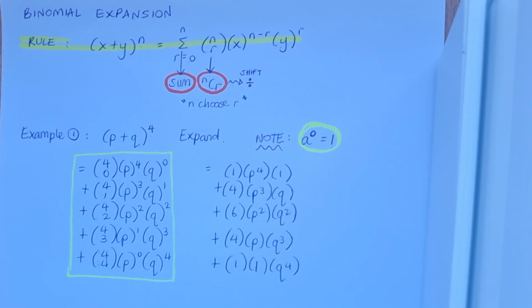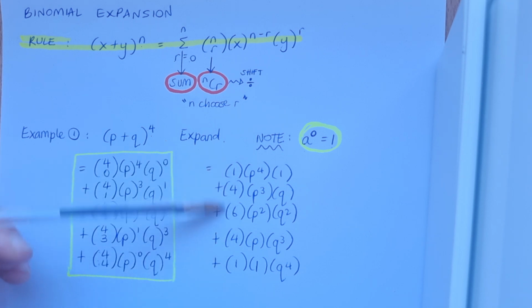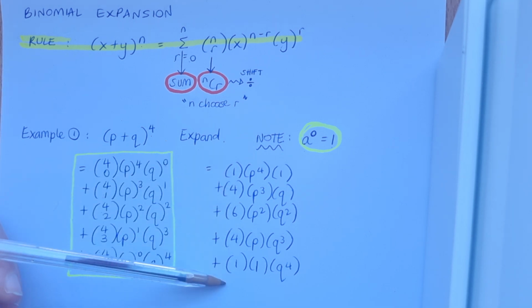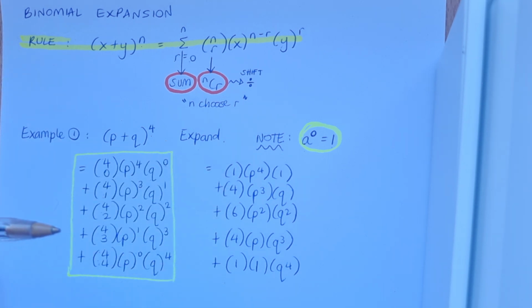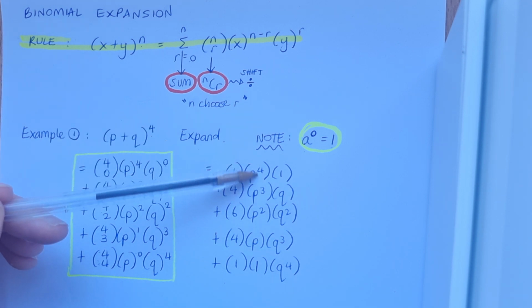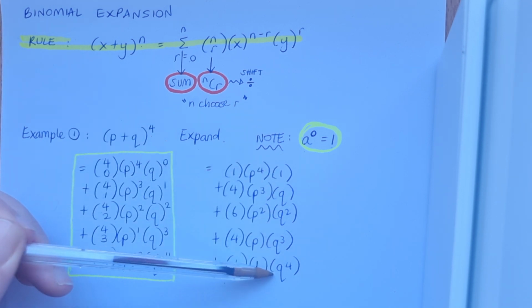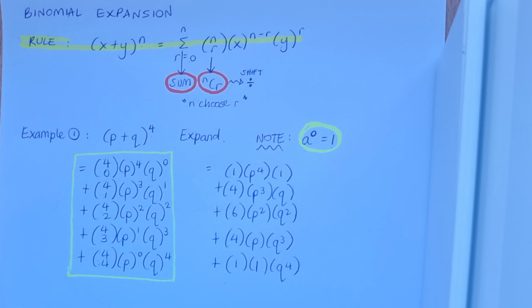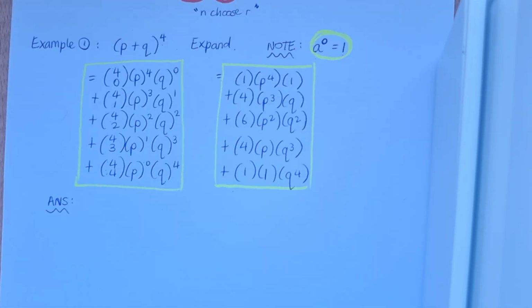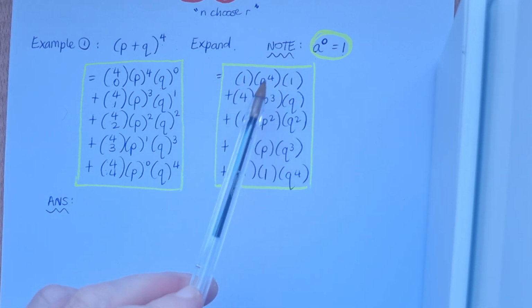Okay, and again, I can see a bit of symmetry going on here. My numbers here at the start are symmetrical. I've got 1, 4, 6, 4, 1. So a nice little pattern happening there. And I've got decreasing powers of p and increasing powers of q. And my last line now is going to be just to multiply all this out and write it as one long final answer. Okay, so I've got 1 by 1, p to the 4.